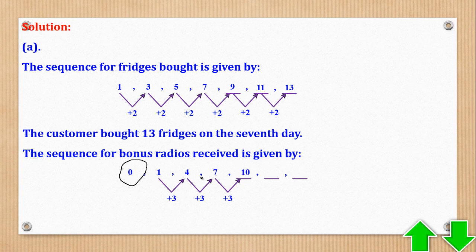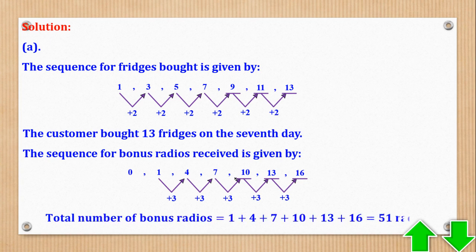7 plus 3 gives you 10. From 10 to the next will also be +3, so 10 plus 3 gives you 13. 13 to the next is also +3, so 13 plus 3 gives you 16. Then the total number of bonus radios is got by adding all, and you come up with 51 radios. And that's what they wanted.